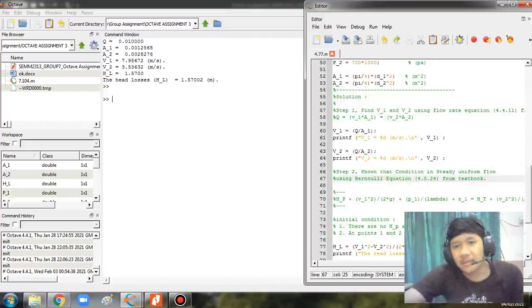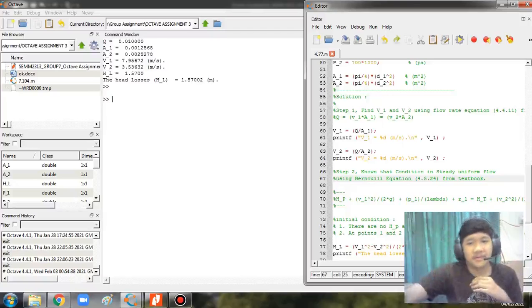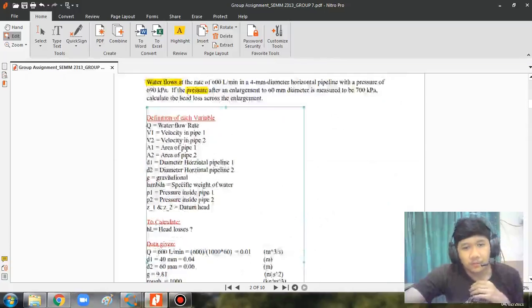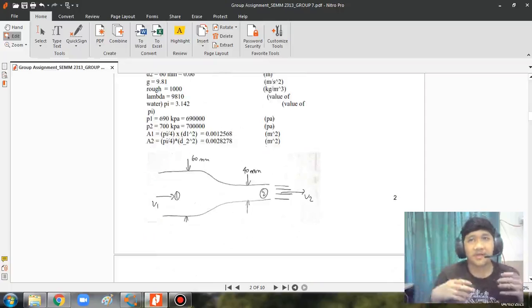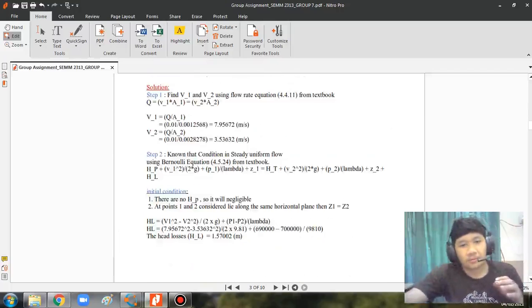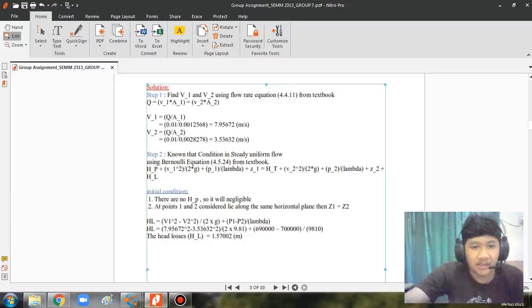So we can conclude that for this question, we need to write first the data given. We read it clearly to see what we need to find out, and then we draw a diagram to make sure that the equation is related to this question. Then we need to solve step by step, so it will make things clearer and better to understand. Maybe that's all from me.